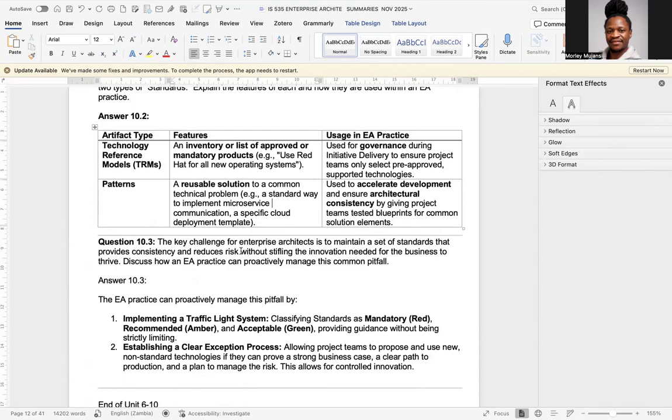Providing guidance without being strictly limiting, and then establishing a clear exception process, allowing project teams to propose and use new non-standard technologies if they can prove a strong business case, a clear path to production, and a plan to manage the risk. This allows for controlled innovation.